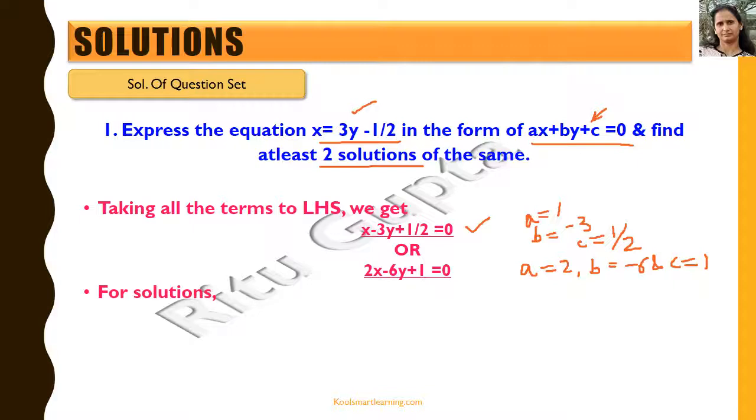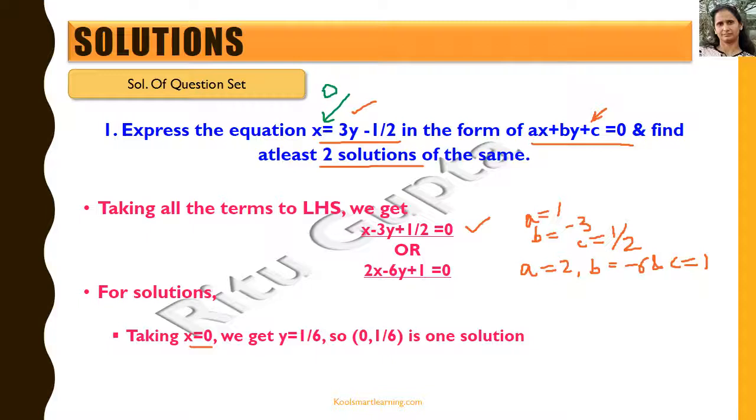And now we need to find out two solutions. So for finding out the solution, we take one particular value of x and we find out what is the value for y, and we do that as many times as solutions we want to find out. So first we take x is equal to 0, and when we put x is equal to 0 in this equation, we get 0 equal to 3y minus half, which gives us y equal to 1 by 6. So we have (0, 1 by 6) as one of the solutions.